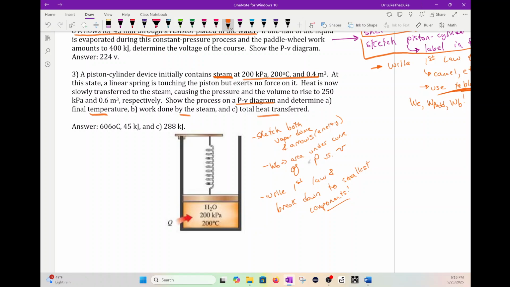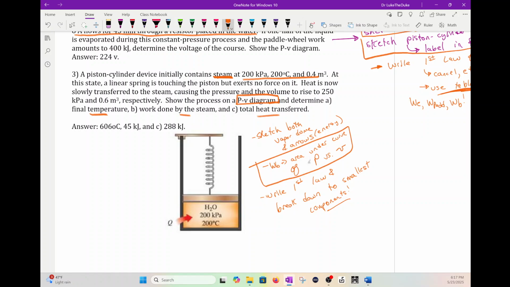Okay, the reason I'm having you do a PV diagram is because the area under that graph gives you the boundary work. Okay, because work is the integral of P dV in this case, okay, which is the area under the curve. So if you draw your vapor dome, you can find that area under those states, and that's your boundary work, which you will then use to find your heat transfer.